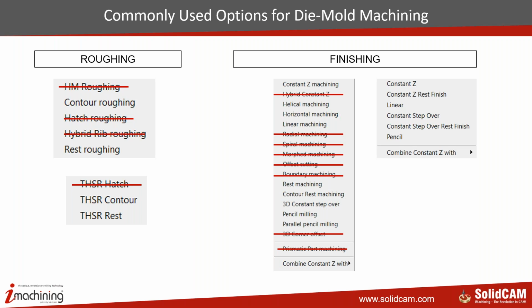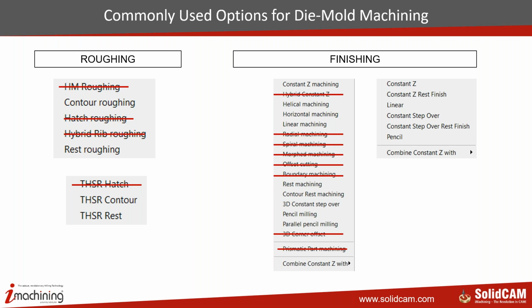For example, in roughing, in generic roughing, or even in turbo roughing, people use contour roughing and rest roughing. These are the 2 main roughing options that are widely used by users. It could be different software, I'm not just saying SolidCAM, but these are the 2 main options in roughing people use. Same goes with turbo, contour, rest.